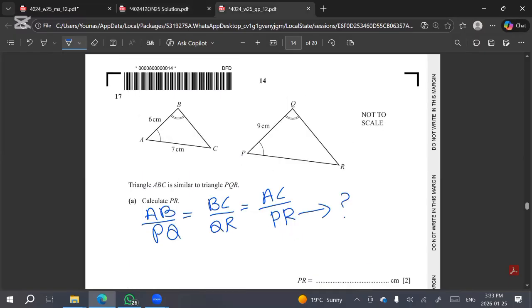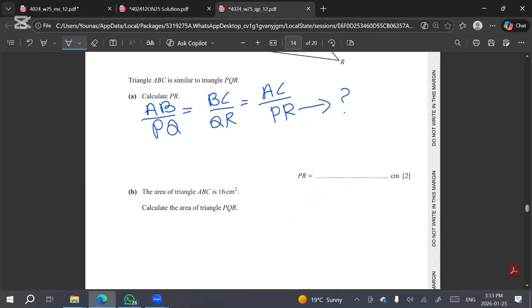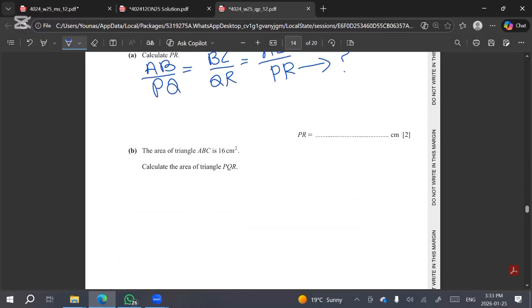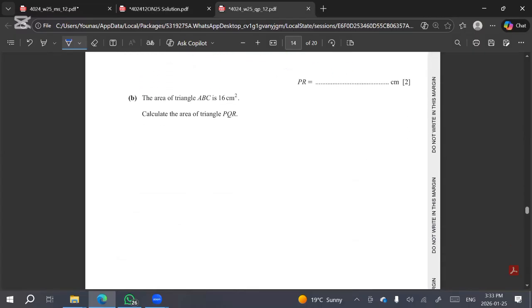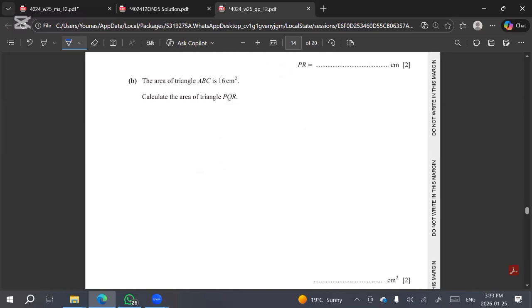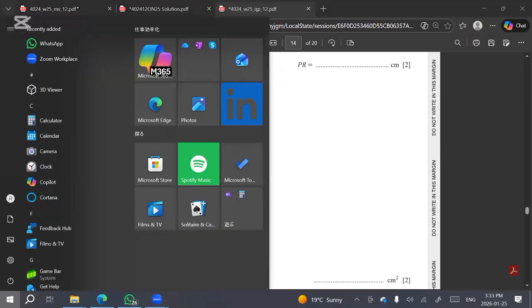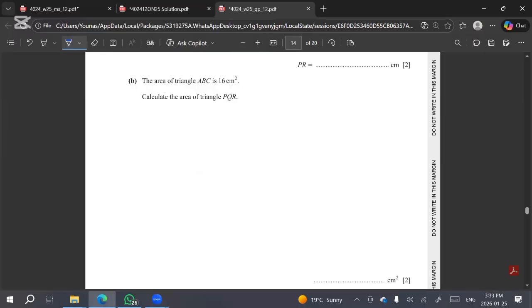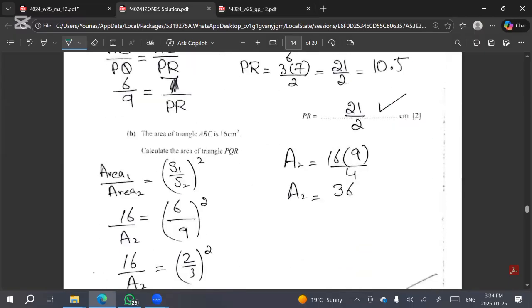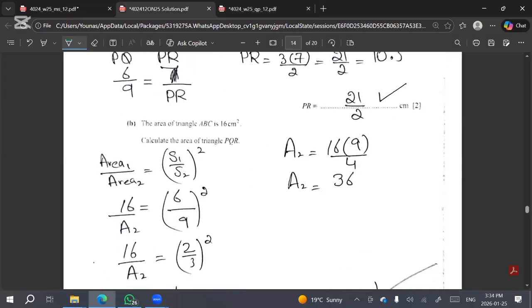Okay. Now, then they ask us the area of the triangle ABC is 16 centimeters square. Calculate the area of the triangle PQR. Because both these triangles are similar to each other, and in similar shapes, you know the ratio of their areas is equal to the square of their sides. So because they are similar, the area 1 by the area 2 will be equal to the side 1 by side 2 whole square.